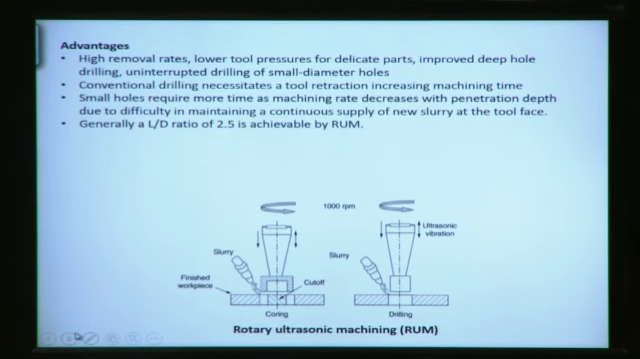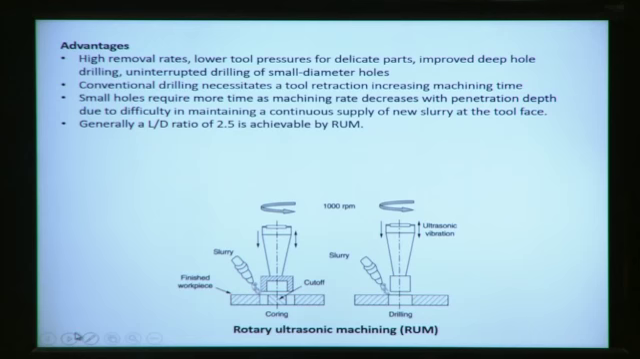These advantages are there due to the rotation: high removal rates. In the normal case there is no rotation, but in this case, because of the rotation, we can expect more material removal rate in the rotary ultrasonic machining process. Lower tool pressure is also required, which is very helpful for delicate parts, and it improves deep hole drilling. In this case there is a chance of getting a higher length to diameter ratio.